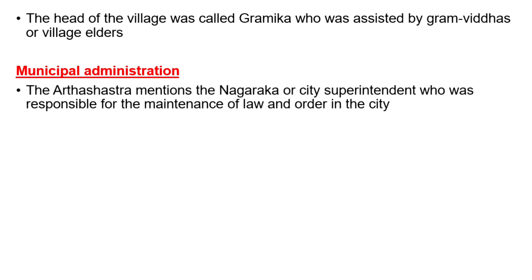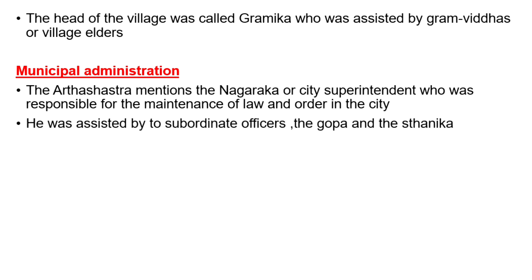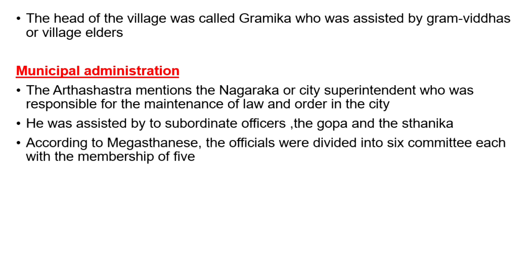Municipal administration. The Arthashastra mentions the Nagarika or city superintendent, who was responsible for the maintenance of law and order in the city. He was assisted by the subordinate officers Gopa and Sthanika. According to Megasthenes, the officials were divided into 6 committees, each with a membership of 5. So all these were the points regarding the administration of the Mauryas.